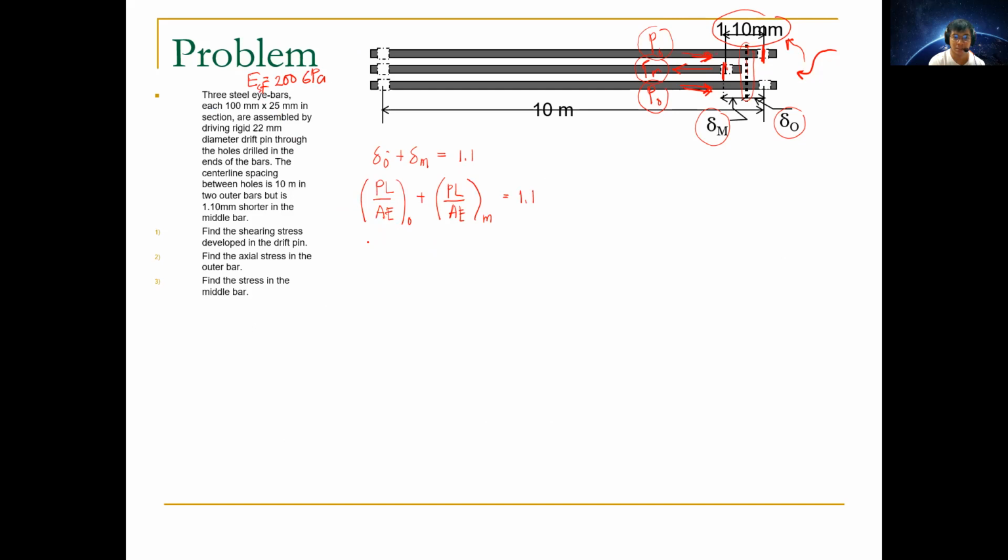So applying the force, we now have P sub O times the length of the outer bar, that would be 10 meters. So 10 meters, then multiply it by 1000 to make it millimeters, then divided by the cross-sectional area, which is 100 by 25 millimeters. Then multiplied by 200 gigapascal. So again, gigapascal is kilonewton per mm squared.